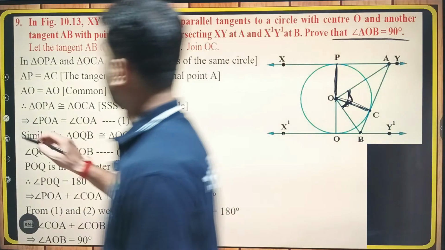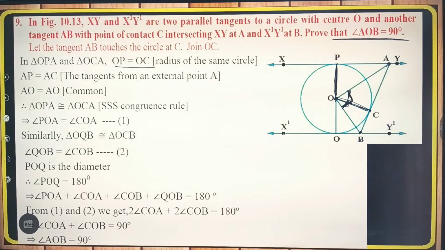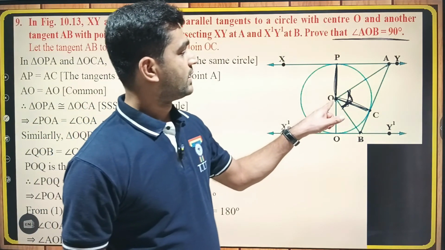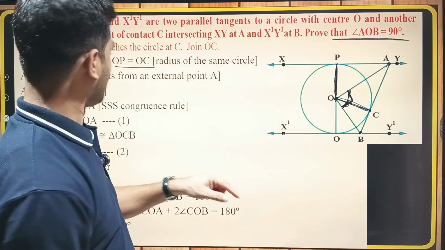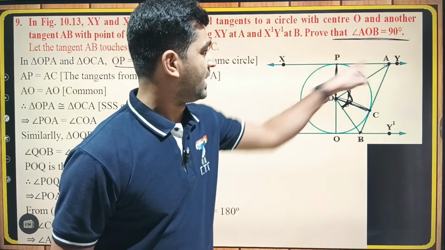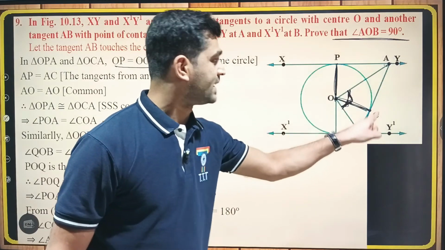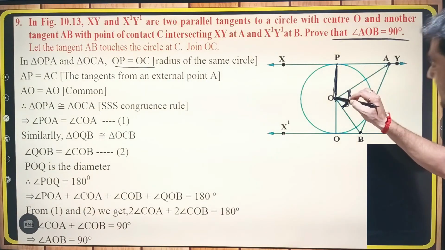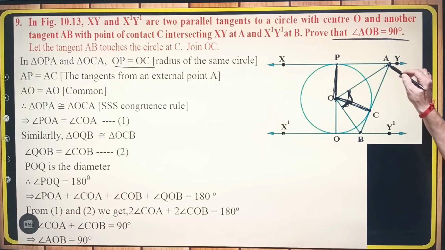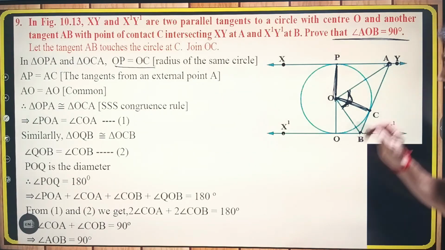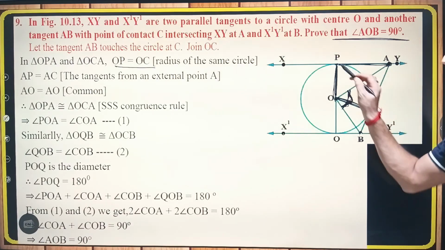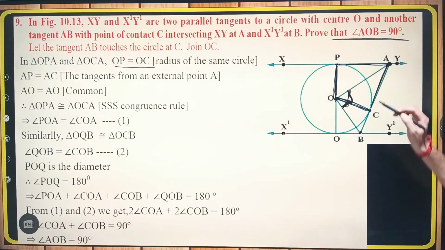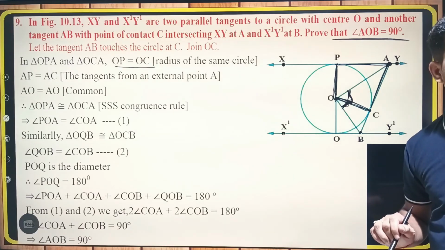Next, then AP is equal to AC. Do you agree with this? AP and AC, are the lengths equal? If this is radius R and this is radius R and here is the external point P. Suppose the external point is A. From this external point, PA and AC act as tangents of a circle.